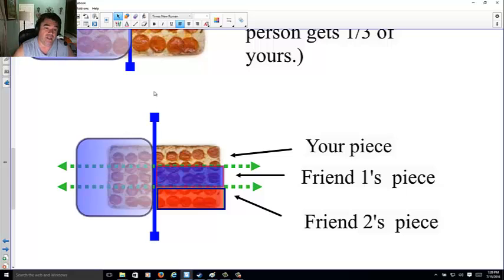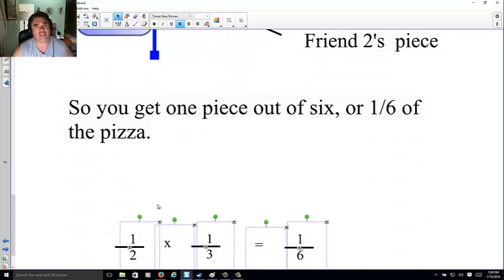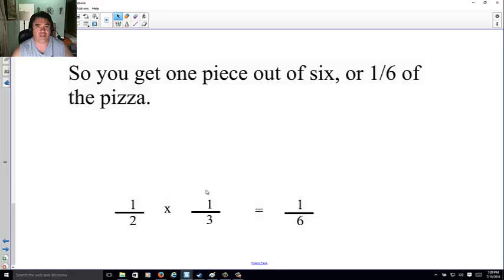Well, we cut it in half, and then we basically cut it into thirds. Now, my greedy self, I kept all my pizza because I'm like that. But you shared some of your pizza because you're nice. And so, looks like you have 1 piece out of a potential 6. Now, how'd you get 1/6? Well, 1/2 times 1/3. 1 times 1 is 1. 2 times 3 is 6. Remember, top times top, bottom times bottom.